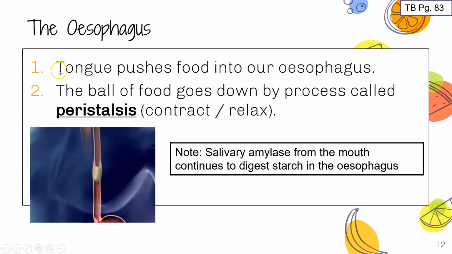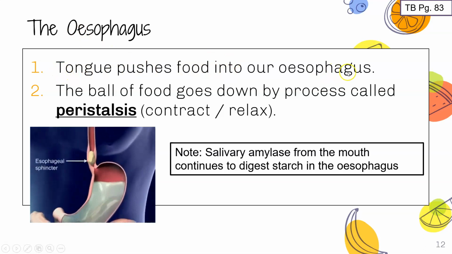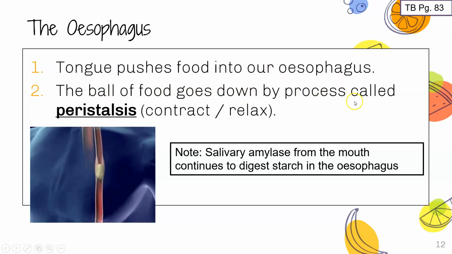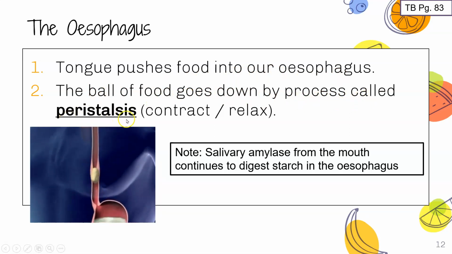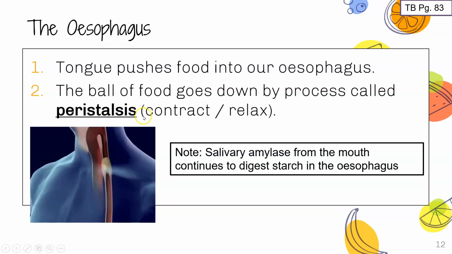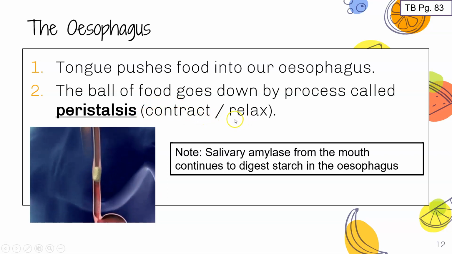After we swallow our food, the food enters into our esophagus. The ball of food then goes down by this process called peristalsis. So peristalsis, yes, it's a fancy word, but it just simply means alternating contraction and relaxation.